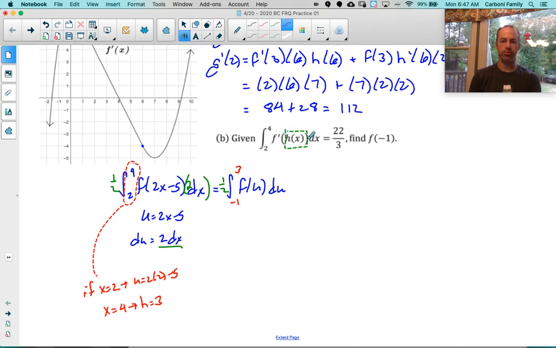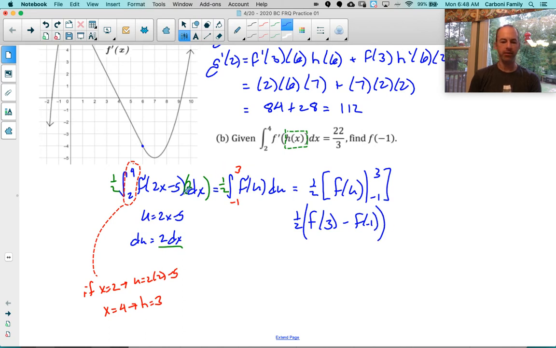That was f prime of h of x, and I only wrote h or f. So I'm going to put my f prime here, which makes this significantly easier, because the antiderivative of f prime would just be f. And I can now plug in -1 and 3. So that will give me 1/2 times f of 3 minus f of -1.